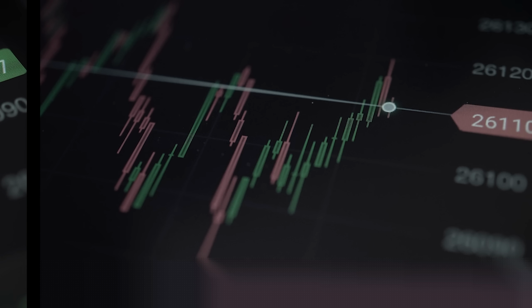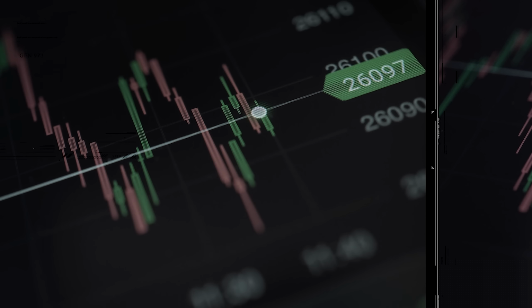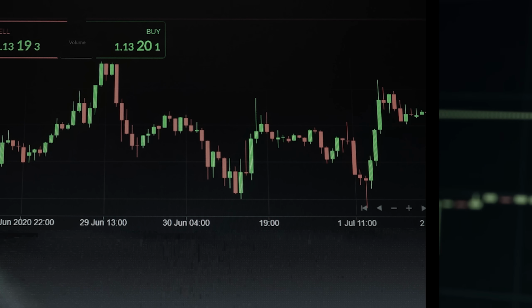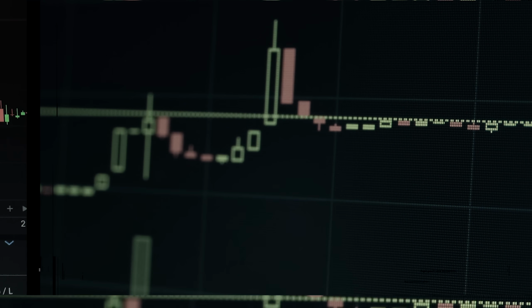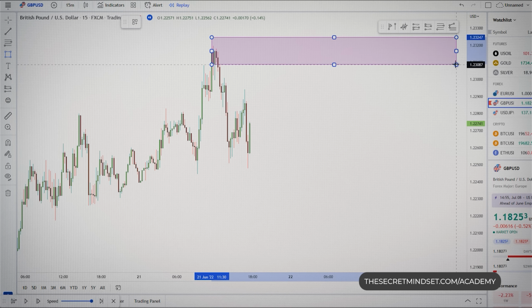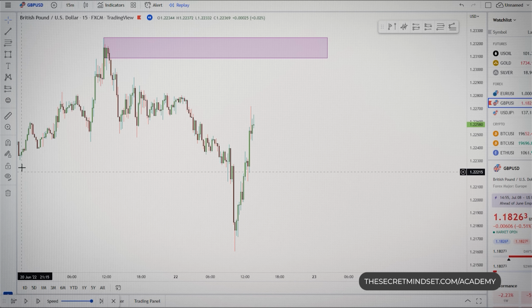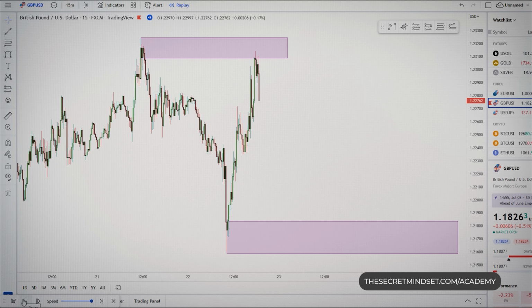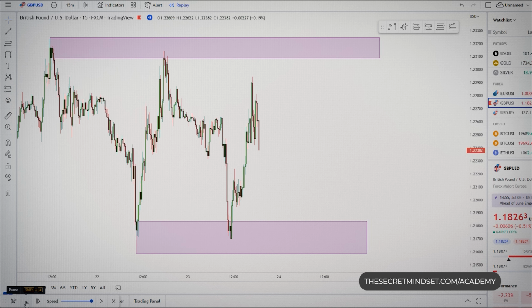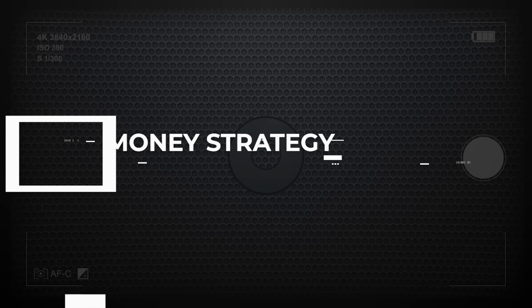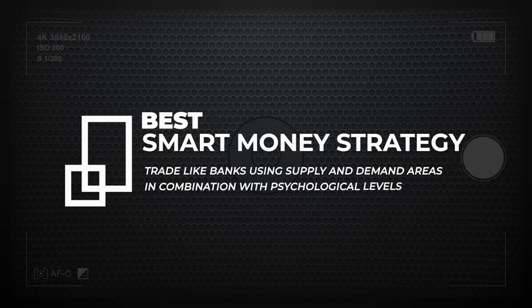In any market, price moves from supply zones to demand zones and back over and over again. If you learn to find the zones, you can get into decent trades precisely at the point when banks start to place their trades. That's why today I'm sharing one of my favorite smart money strategies using supply and demand areas in combination with psychological levels.